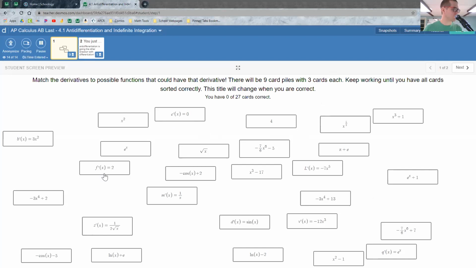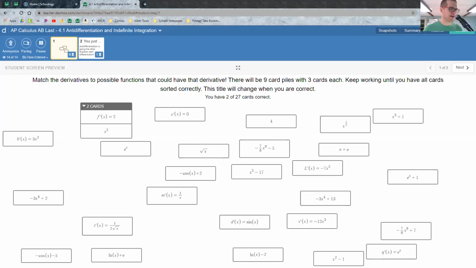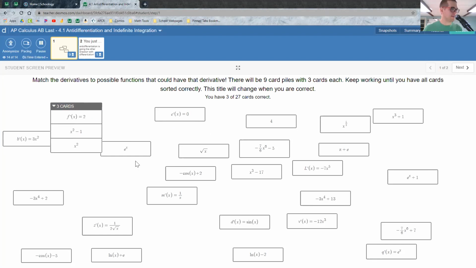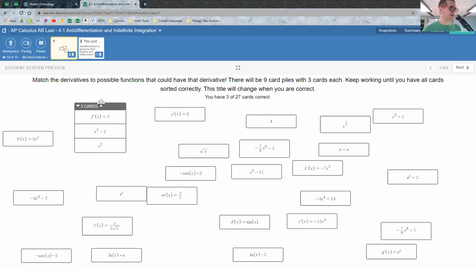There's one I'm going to do for you right away because I set it up incorrectly. F prime of x equals 2, x squared and x squared minus 1 go with that. I'm showing you that one because that's wrong. It should be either f prime of x equals 2x, which is probably the fix I'm going to make later, or these should be 2x minus 1 and 2x. So I'm just letting you know that's a match for you immediately. And look, when you match them, it tells you how many cards you have matched correctly.